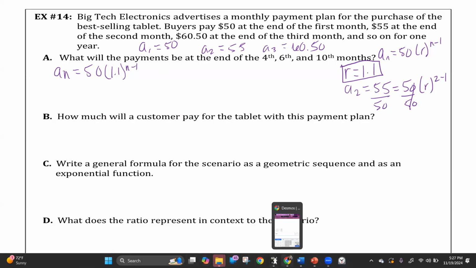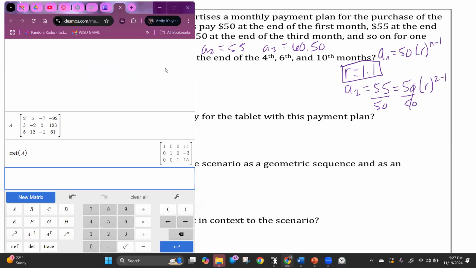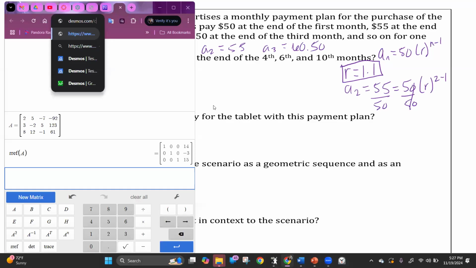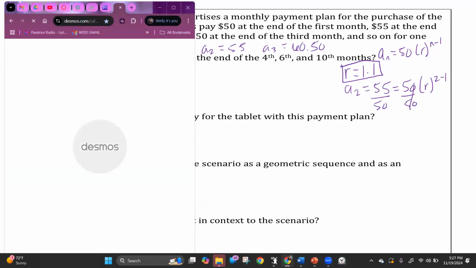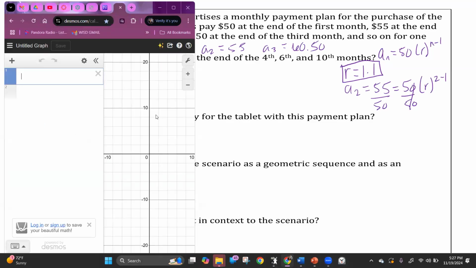Because you're at home, I'm going to model it with Desmos, but I got to switch my Desmos calculator because right now it's in matrix form. So I don't want Desmos matrix. I want Desmos calculator. Ta-da! Here it is. So going to Desmos calculator, I'm going to put in our model.